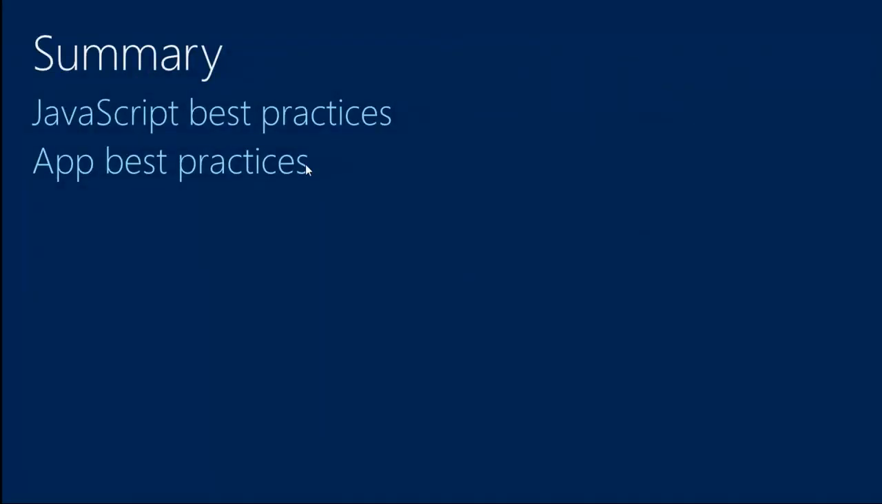Okay, so that's it. We talked a little bit in this session about JavaScript and hopefully gave you guys some best practices. I want you to think about the different patterns for encapsulating your code and how you keep that stuff out of the global namespace. And then finally about app best practices, right? So we're thinking JavaScript, REST, MVVM patterns in our apps.